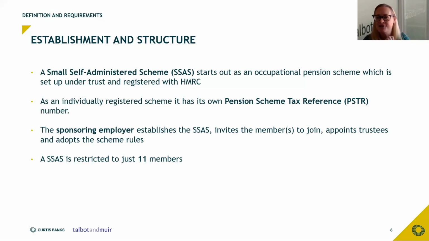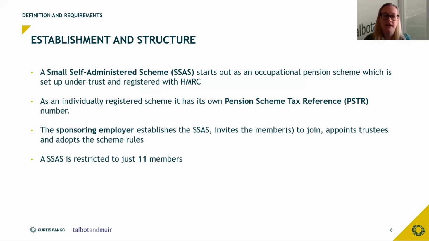From our last session, the first thing to say is that SSAS is an occupational pension scheme. It's set up under trust and registered with HMRC. It has its own individual reference number, which is known as the PSTR number. You will need a sponsoring employer to establish a SSAS. That could be a limited company, and usually is a limited company.